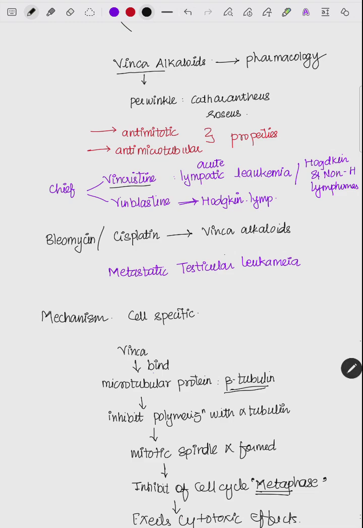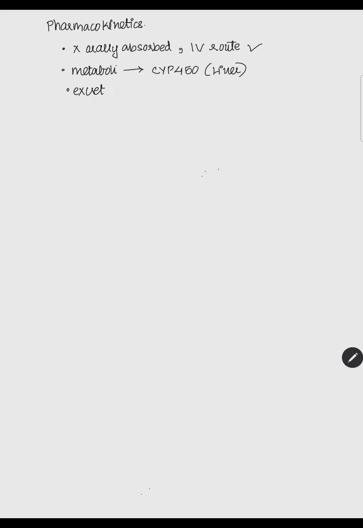Now let's discuss the pharmacokinetics of Vinca alkaloids. They are not orally absorbed, so they are given by the IV route. They are metabolized by the enzyme CYP450 in the liver, and they are excreted by the biliary tract.